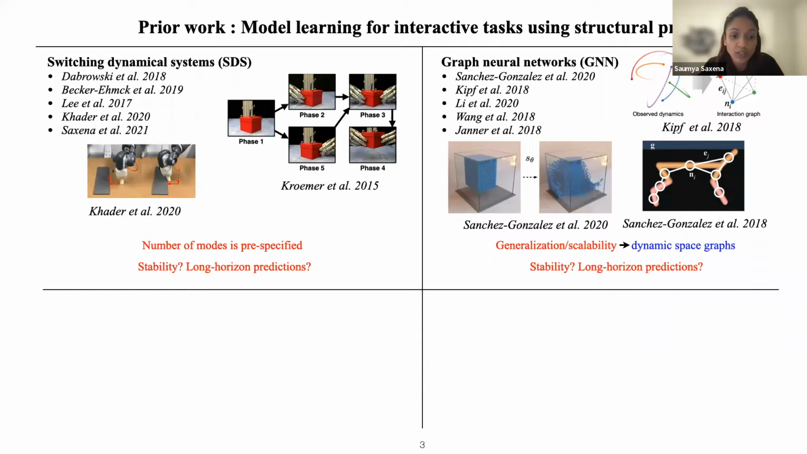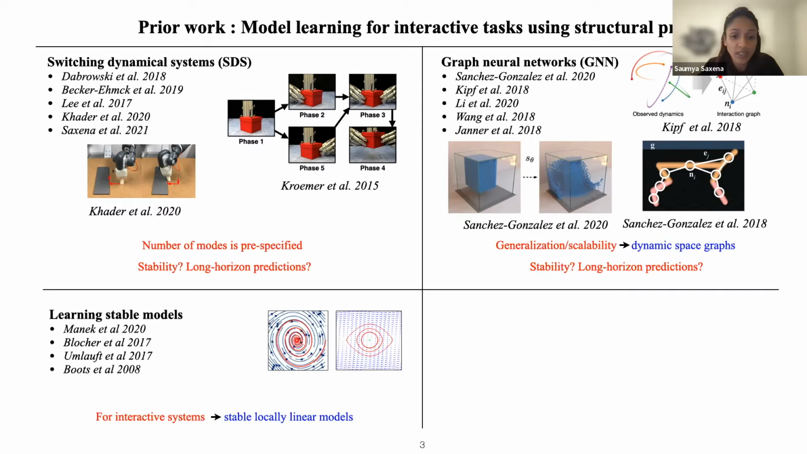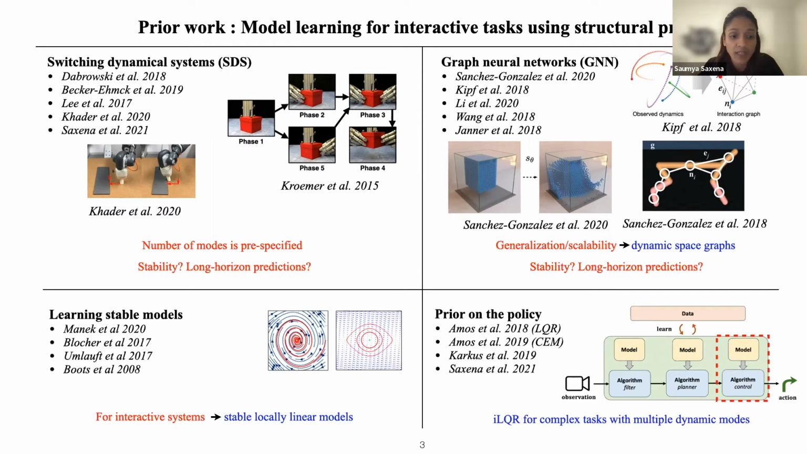Furthermore, neither of these priors directly incorporate stability guarantees in the learned models or their ability to be used for long horizon predictions. We take inspiration from some prior work in this area to enable learning stable, locally linear models using graph neural networks. Finally, the problem of learning GNN-based models for optimal control is insufficiently explored. Learning stable, locally linear models enable the use of optimal control algorithms such as ILQR for long horizon planning and control of complex interactive tasks.